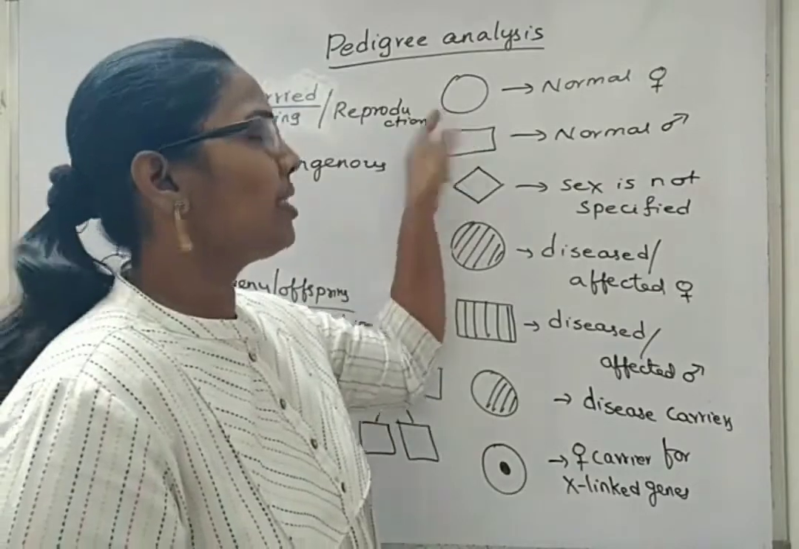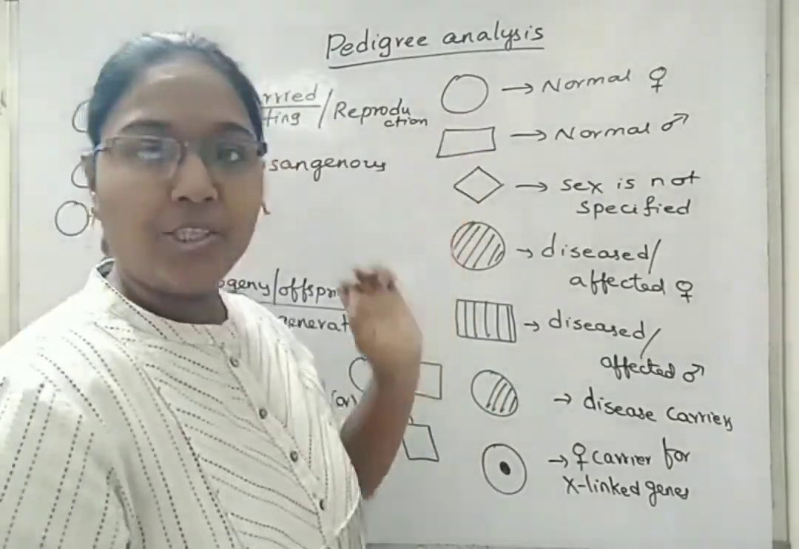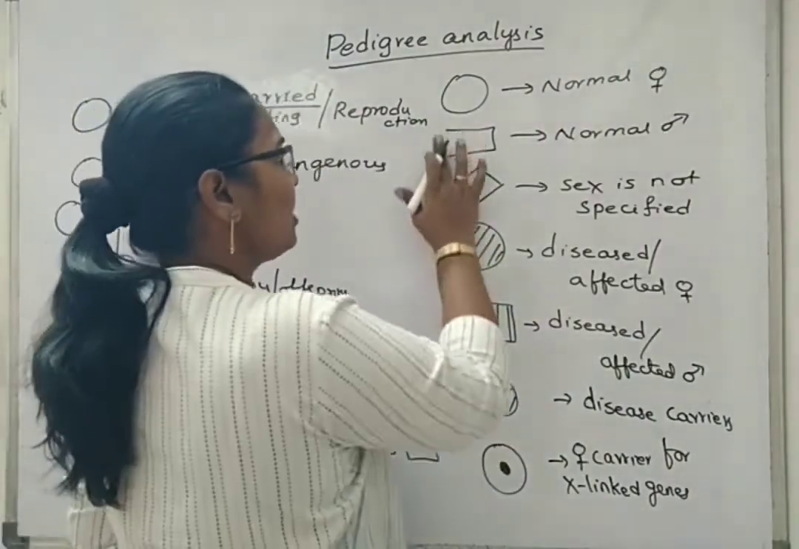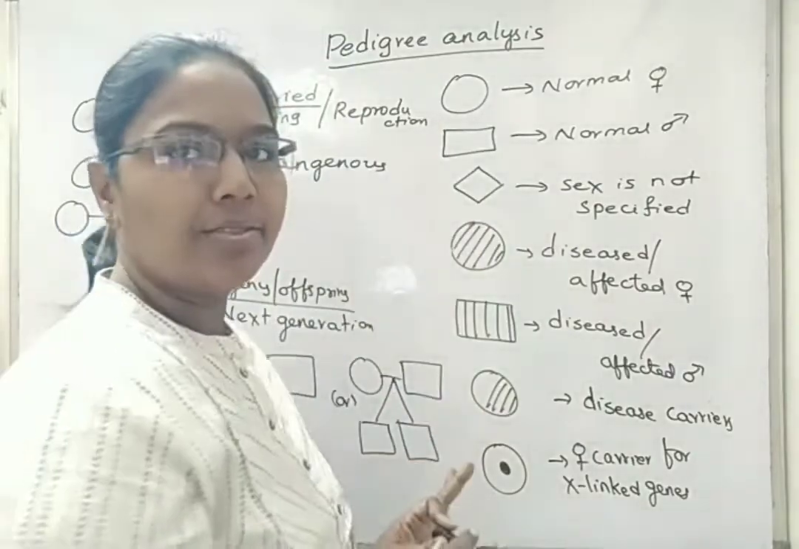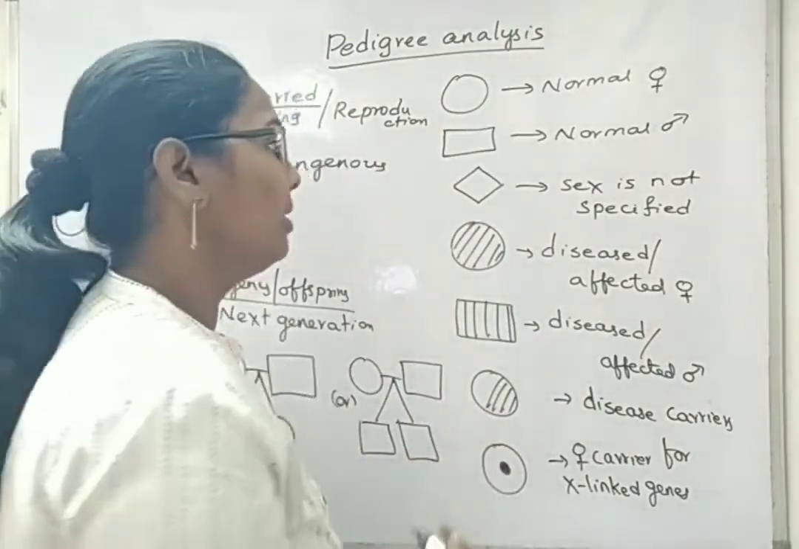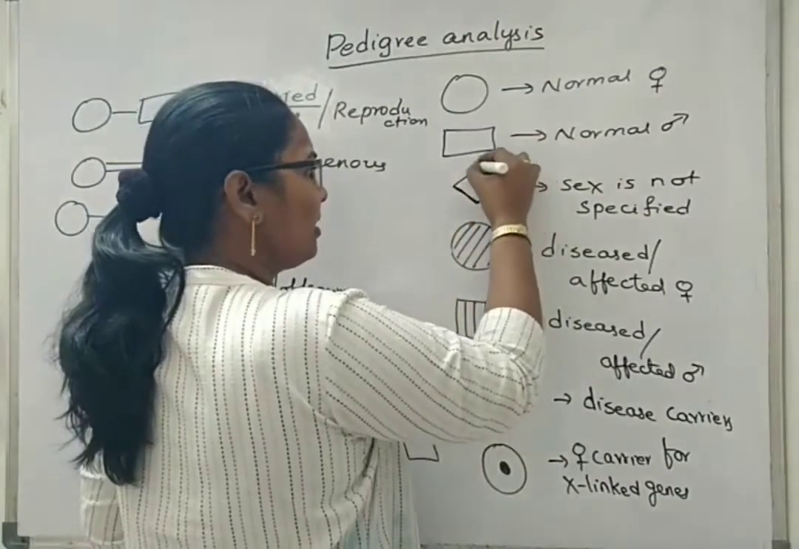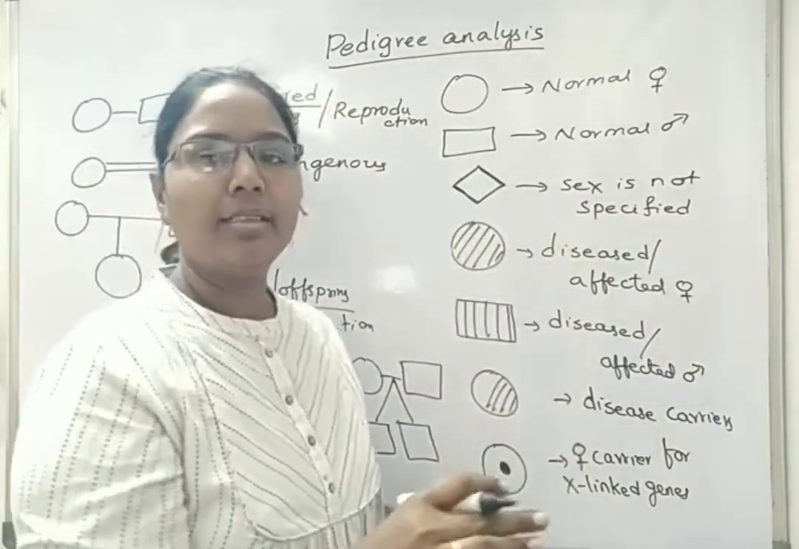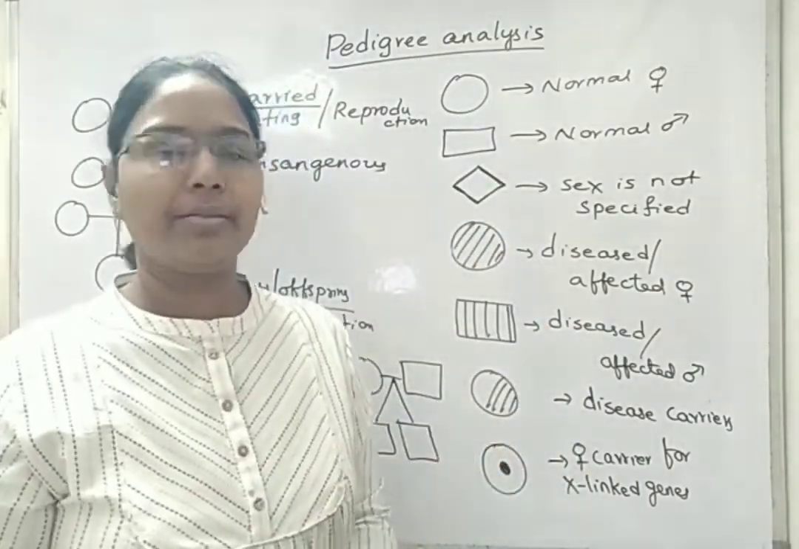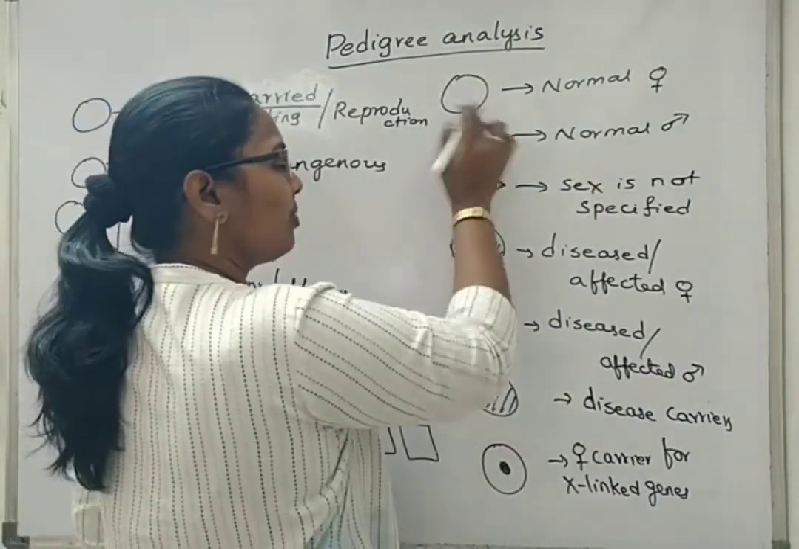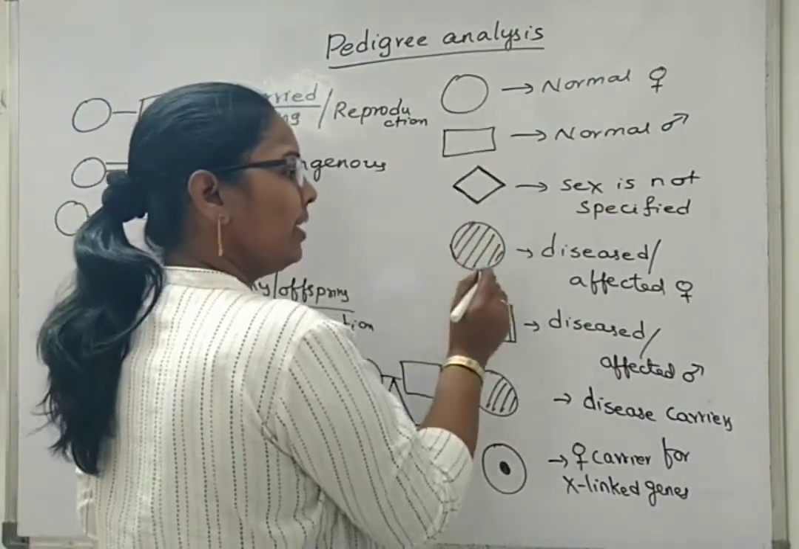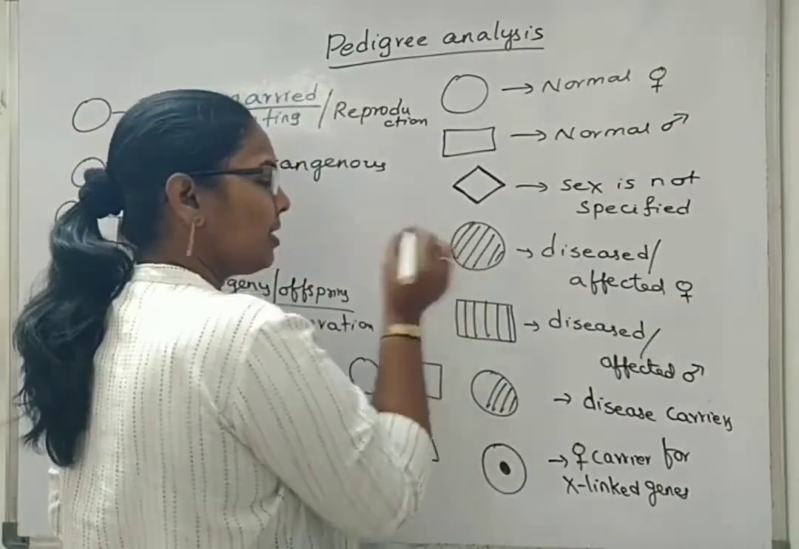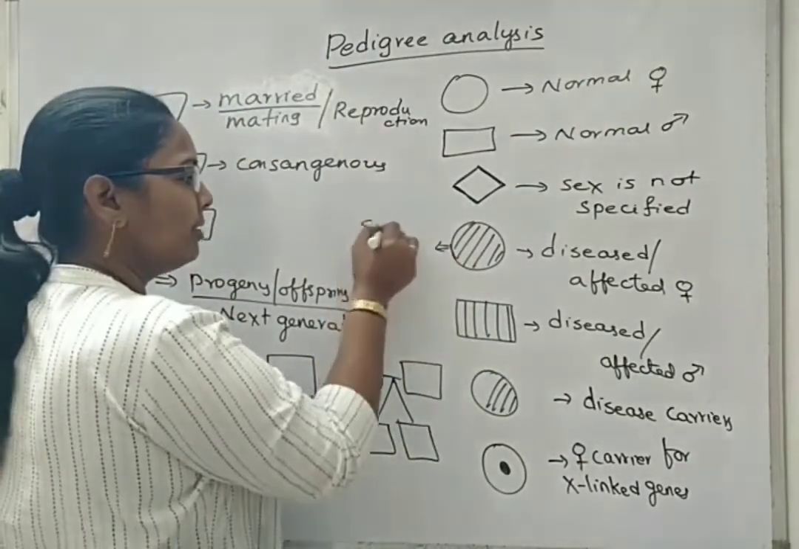If a circle is represented like this, empty, without any shading, then it is considered a normal female. A square or rectangular box which is not having any shade is considered normal, meaning a normal male. If the box is half bent like this, then in that pedigree chart the sex of the organism is not mentioned. Next, if the circle of the normal female is shaded completely, then it is considered a diseased or affected female. Usually such circles are called a solid circle.